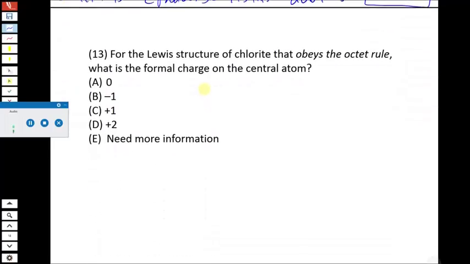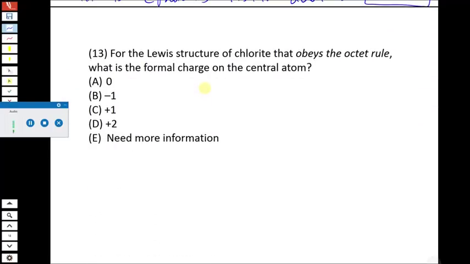Okay? All right, 13 deals with Lewis structures. And with Lewis structure problems, because these are primarily multiple choice, we can't have you draw the Lewis structure and grade it myself and evaluate it. So we're going to ask you some questions about it. And often formal charge is part of that, as it is here. And there's really 2 ways that we will phrase the question.